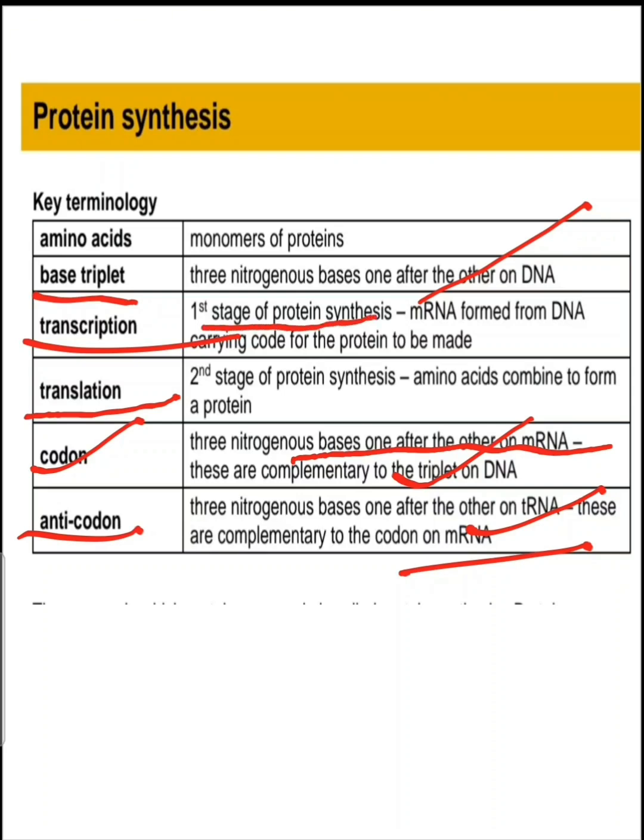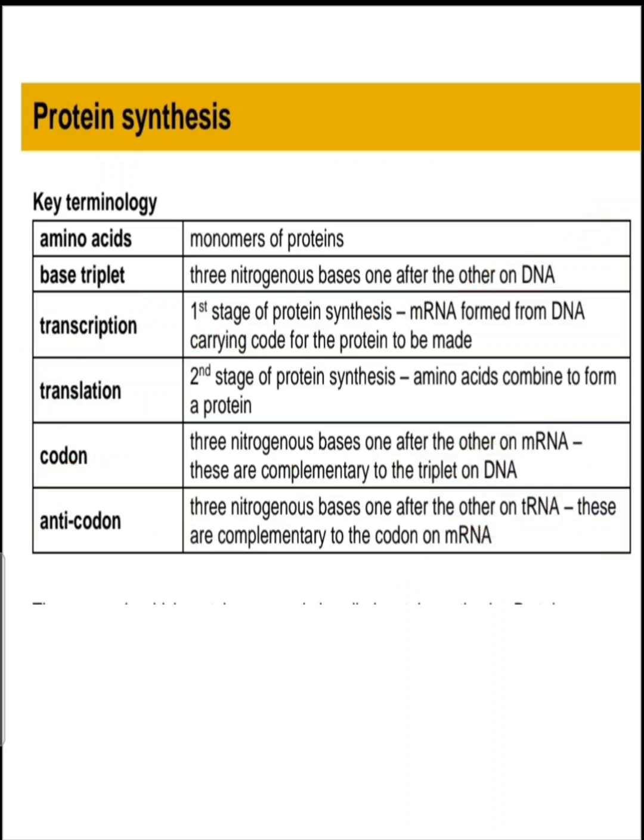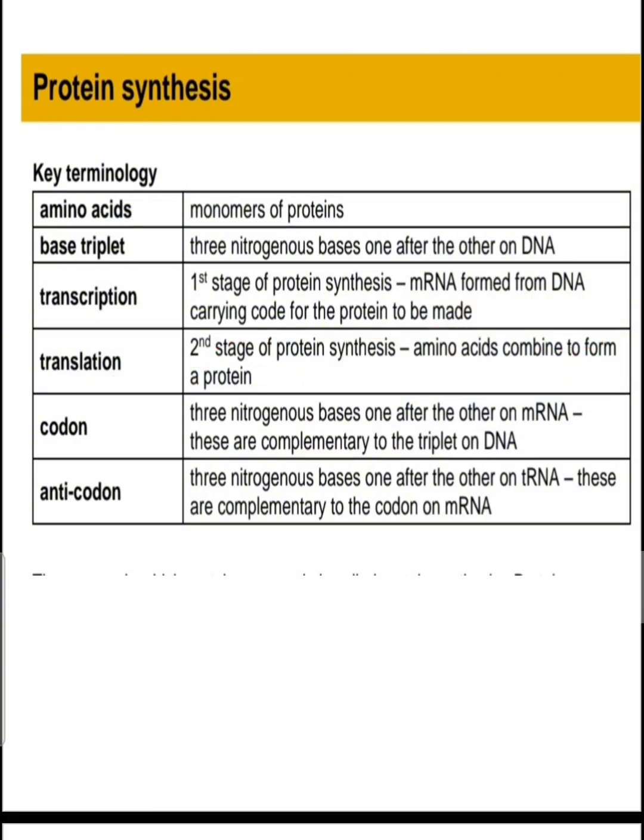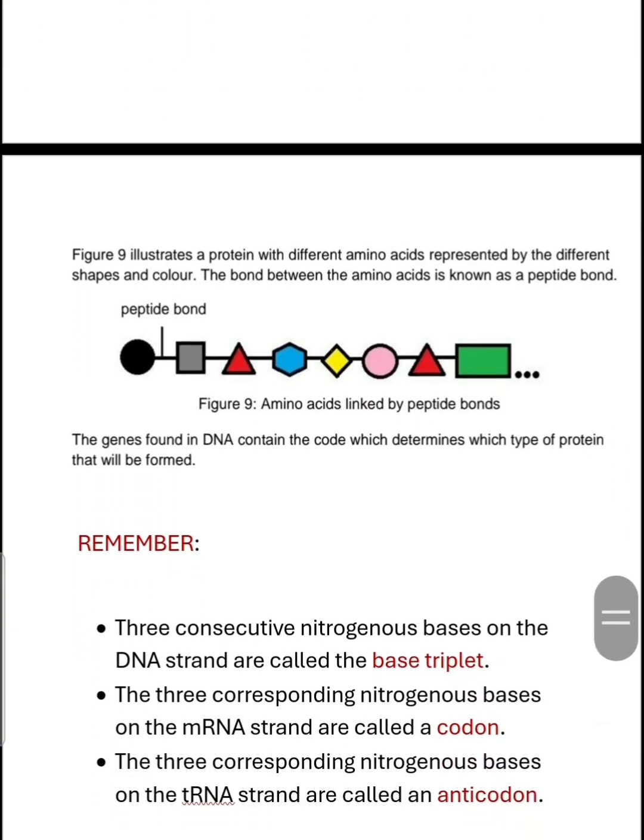Then the first stage of protein synthesis: mRNA is formed from DNA, carrying the code for the protein to be made. Then translation, the second stage of protein synthesis: amino acids combine to form a protein. Then let's move on.